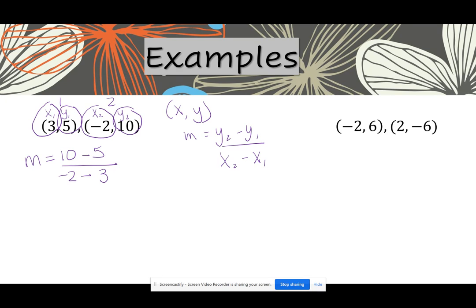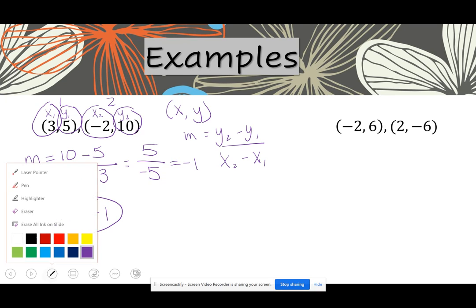And then we just simplify this and solve, so we're going to subtract on the top and bottom, and then see if we can divide. So 10 minus 5 gives us 5. Negative 2 minus 3 is negative 5. 5 divided by negative 5 is negative 1. So our slope here is negative 1.